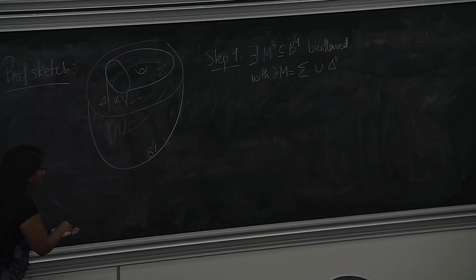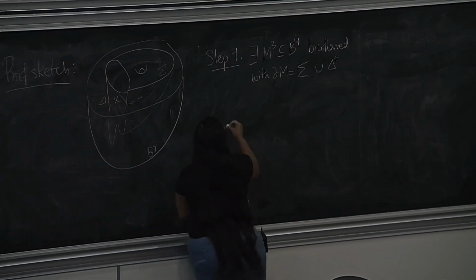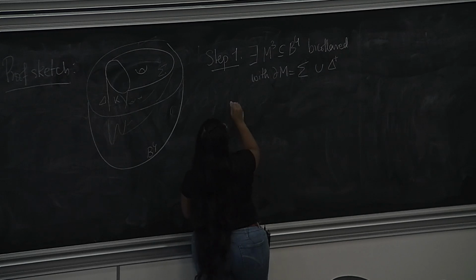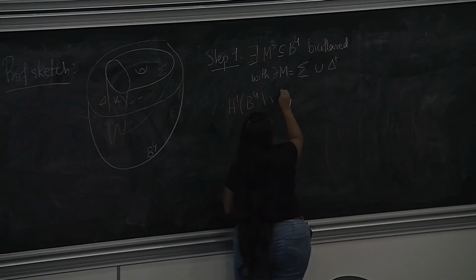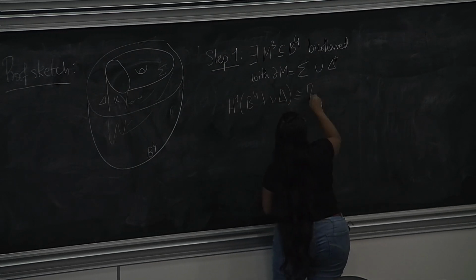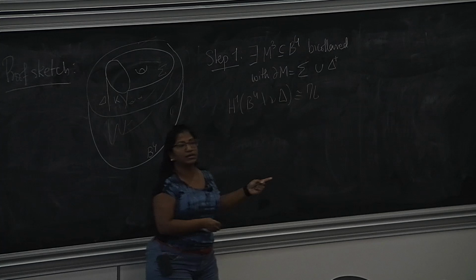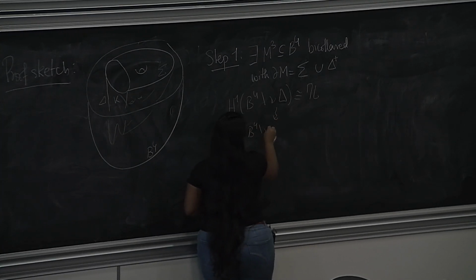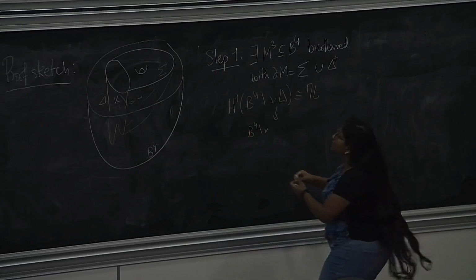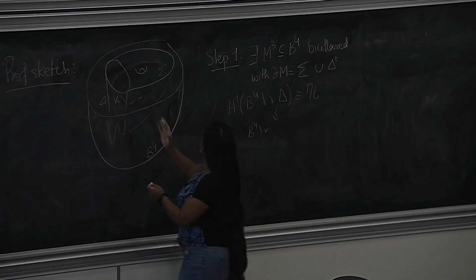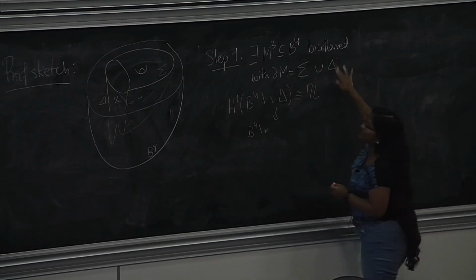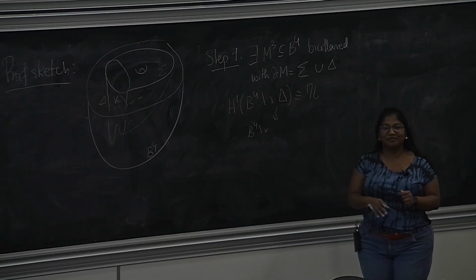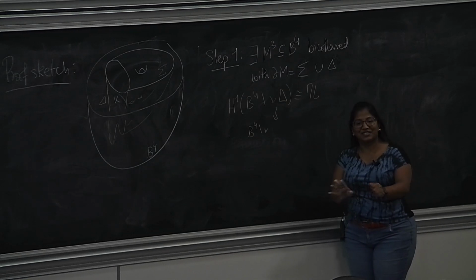Okay. Very quickly, the key point is that H upper 1 of B4 minus this delta is isomorphic to the integers. So in particular, this corresponds to some map. Delta plus is just a little push-off of the disk. Let me ignore it. In a sketch, it does not matter.